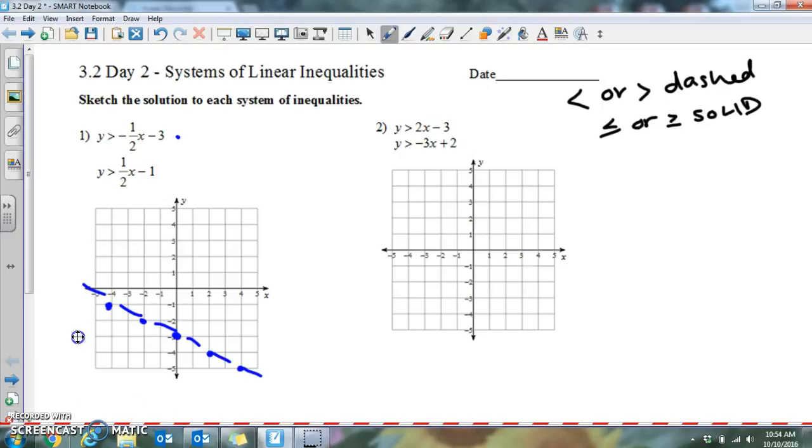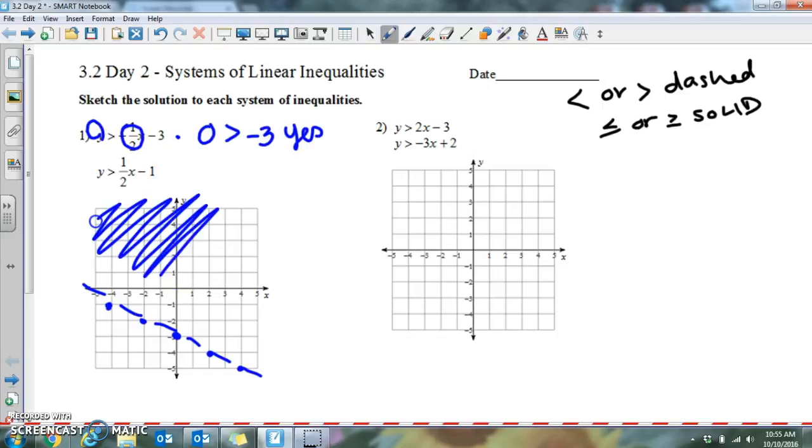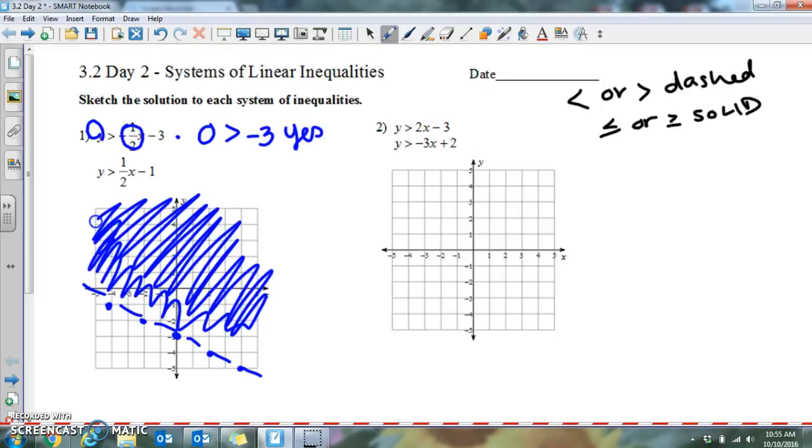And just like we did yesterday, now we're going to do a test point to figure out if I shade this side or I shade this side. So I'm going to put 0 in for x, 0 in for y, which is going to make this 0 greater than -3. We have to decide if that's true. Is 0 greater than -3? Yes, it is. So at 0, 0, I would write yes, and that means I would shade this side. I'm going to shade all of this side.